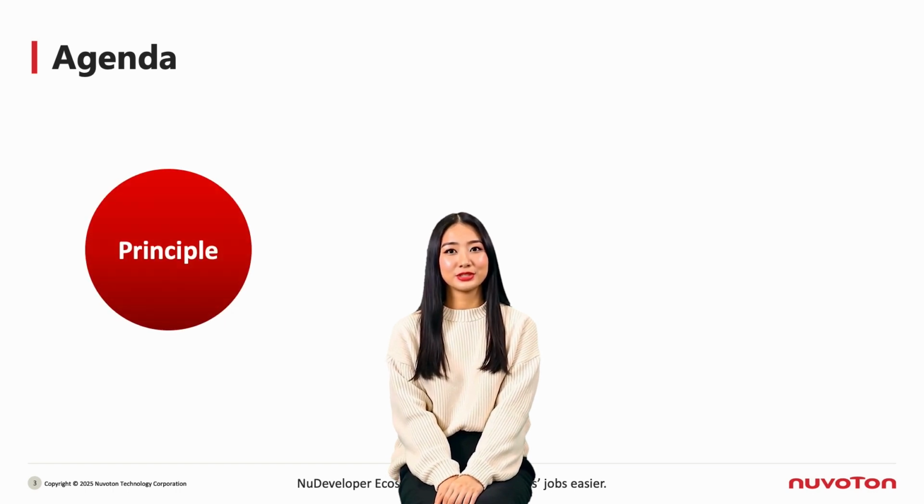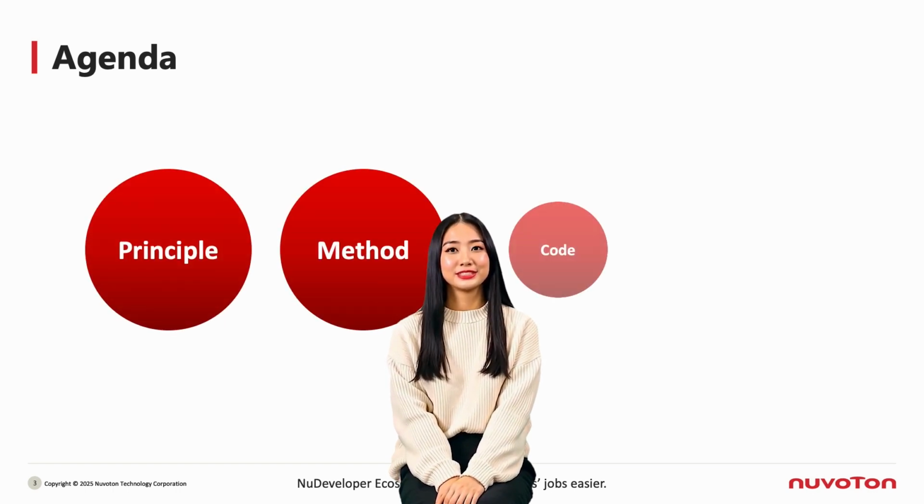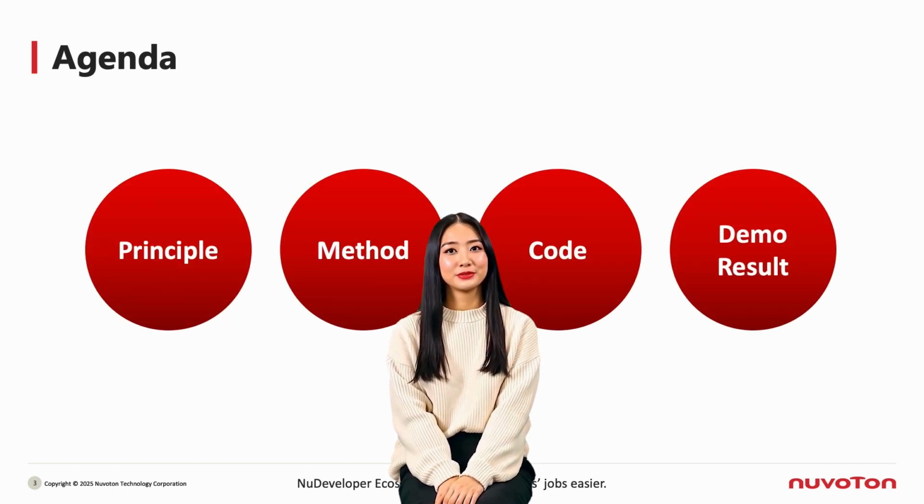Let's take a look at the agenda first. Today's content is divided into 4 parts. The first part introduces the principle of program loading and execution. The second part introduces the method of program switching. The third and fourth parts introduce examples and execution results of M467 multi-program switching.